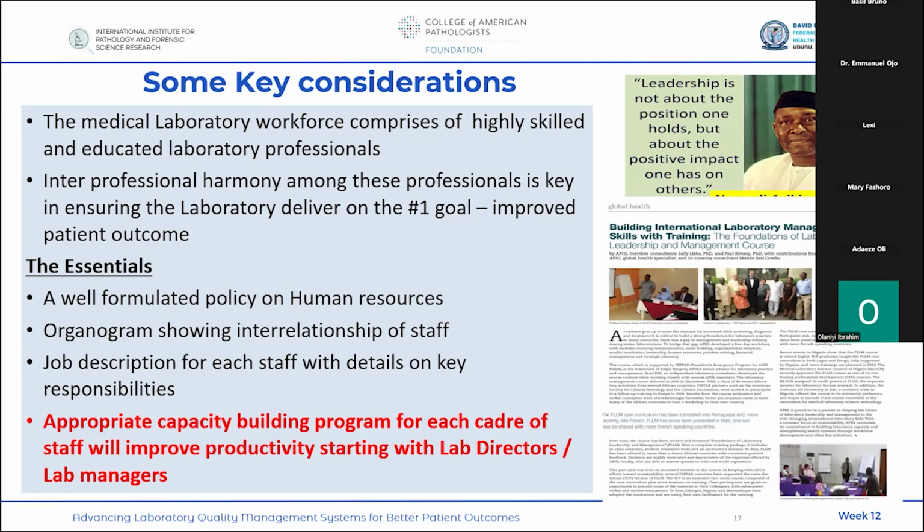There has to be a well-formulated policy on human resources. Remember, we talked about having that structure, even right from the National Laboratory Directorate. There has to be an organogram showing the interrelationship of staff. How do we relate and at what level? There also has to be a job description for each staff with details on key responsibilities. We said the lab will provide stewardship, will be accountable. This will now drill down to individuals that make up the workforce in the lab.